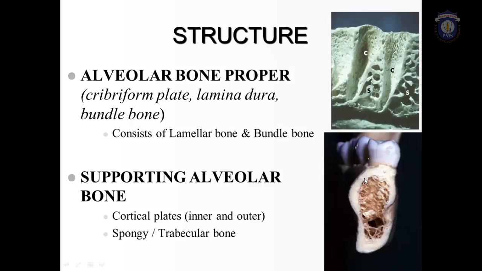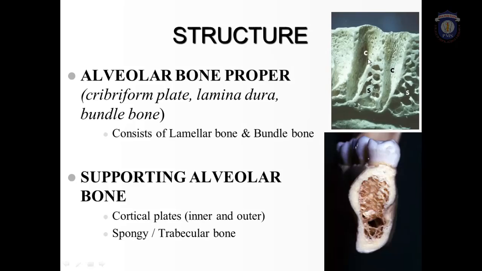The first is the alveolar bone proper, and the second is the supporting alveolar bone. The alveolar bone proper is what we are seeing here. This has multiple perforations, so it's also called the cribriform plate or the lamina dura, which is a radiographic term, and it is also called bundle bone because it comprises bundles of periodontal ligament fibers within its histological structure. The supporting alveolar bone makes up the inner core, and this contains the cortical plates, the outer and the inner. This is the outer and this is the inner cortical plate, and in between we have the spongy or the trabecular bone.